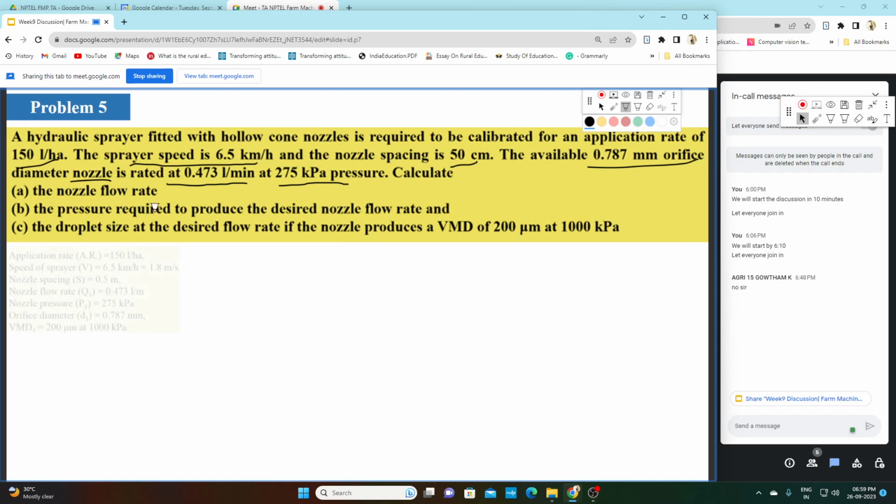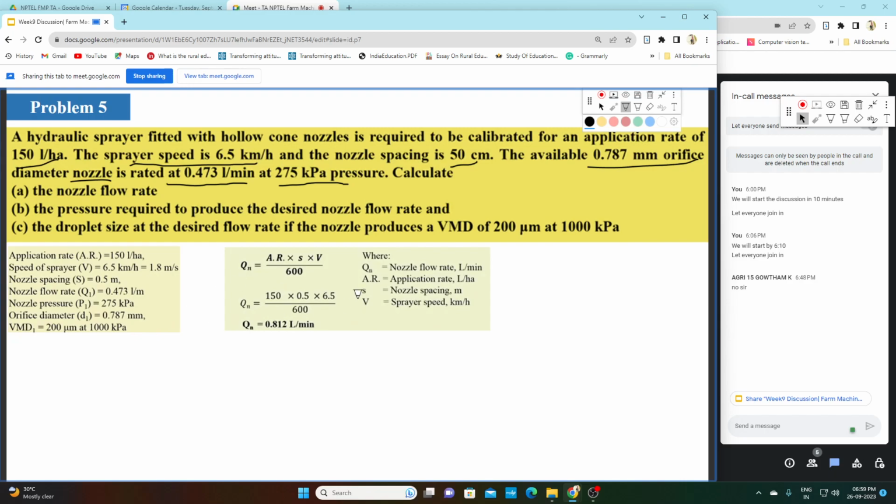Okay, so how will we calculate the nozzle flow rate? We can calculate it by this formula. Qn equals application rate into speed into spacing divided by 60 into 10. I have already repeated that again and again. So the application rate is given as 150 liter per hectare. Your S, or the speed, is given as 6.5 km per hour. This V is used here for speed, that is 6.5 km per hour, and the spacing between the nozzles is 50 centimeter, that is 0.5.